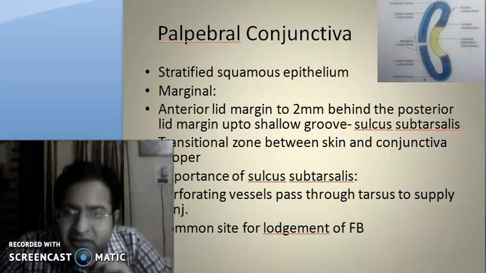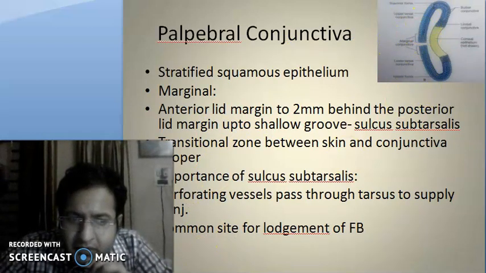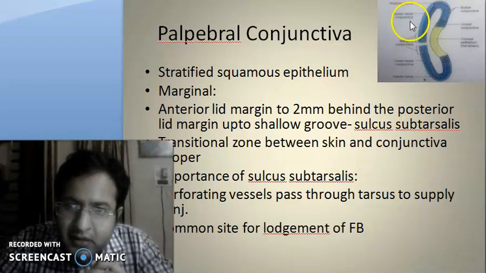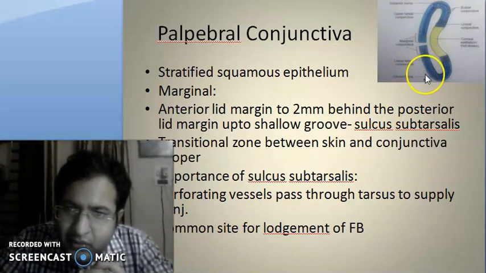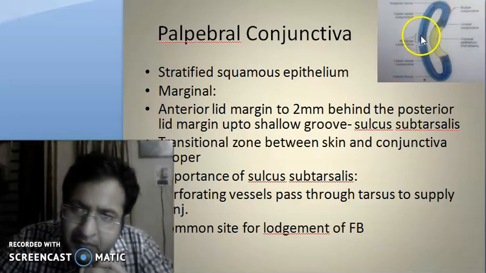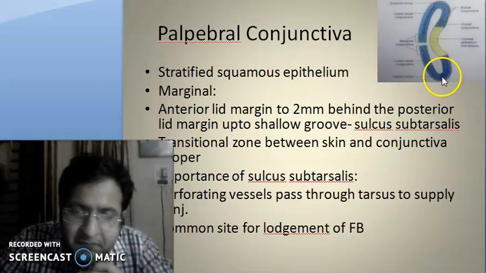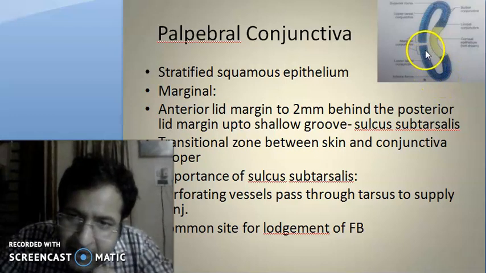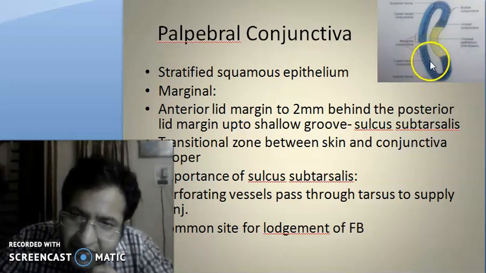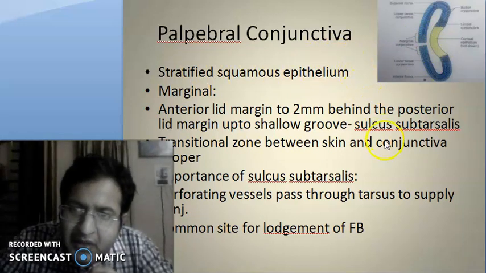What is the palpebral conjunctiva? Here is the upper lid, here is the lower lid, and this is the conjunctiva lining the posterior part of the palpebra, that is the lids. This is known as the palpebral conjunctiva, the upper palpebral conjunctiva and the lower palpebral conjunctiva. It is made up of many layers, that is, it is stratified. And what is the type of epithelium in this layer? It is stratified squamous epithelium.